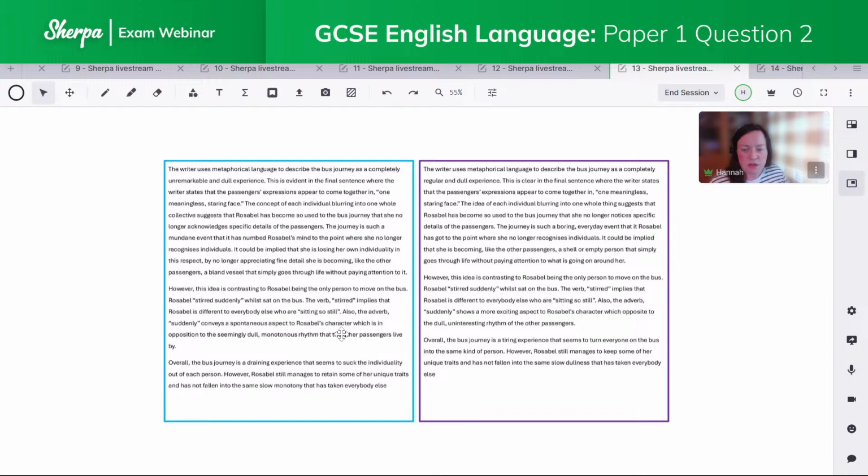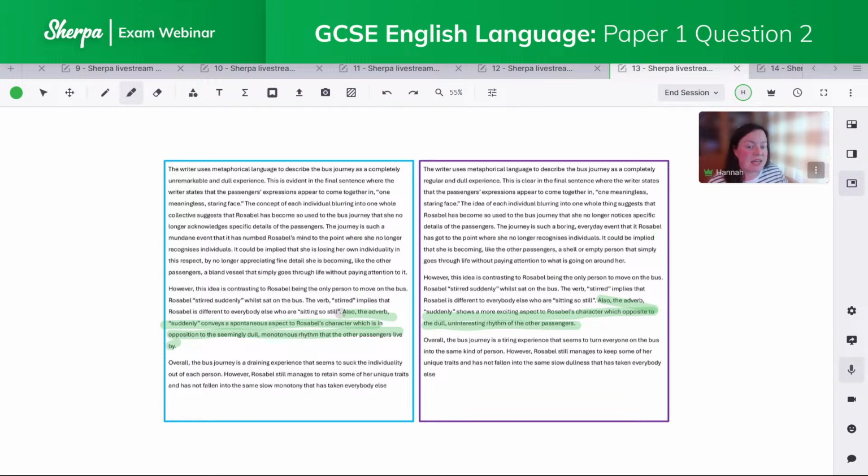let's have a look. Yeah, "also the adverb suddenly conveys a spontaneous aspect to Rosabelle's character, which is in opposition to the seemingly dull, monotonous rhythm." So if we compare this bit here, very complex, well-chosen language, to the more simple, "also the adverb suddenly shows a more exciting aspect to Rosabelle's character, which is opposite to the dull, uninteresting rhythm of the other characters." You might have even just said "opposite to the dull, uninteresting other passengers."